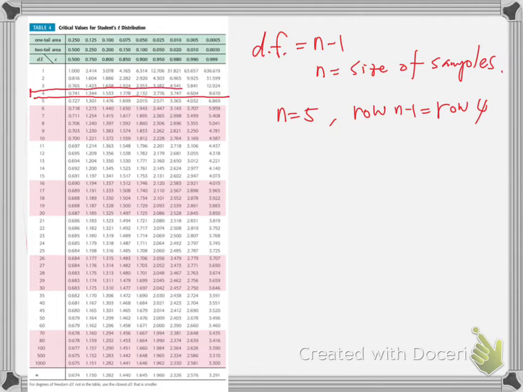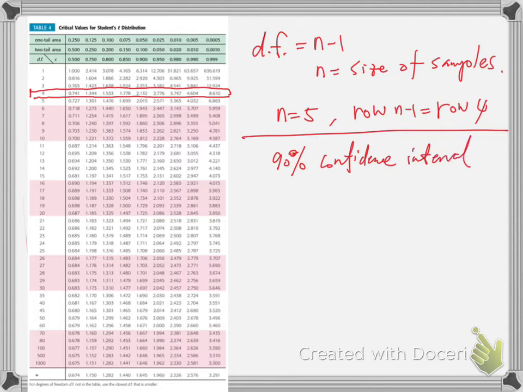Now which column, which number we need in this row depends on the given percentage. That's called the confidence level. They said find a 90% confidence interval. So where is this 90% in the table? The bottom of the green part, this line, is the given percentage. So 90% is 0.900.